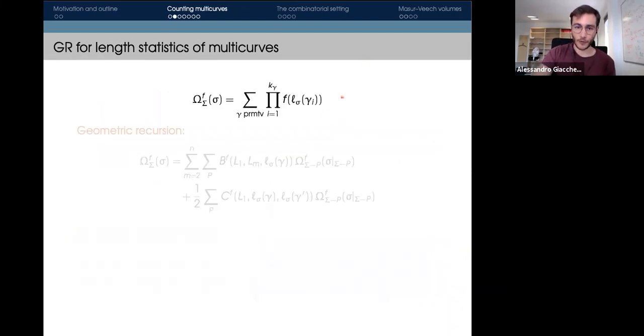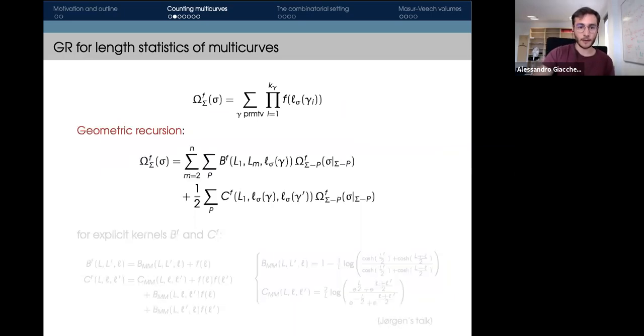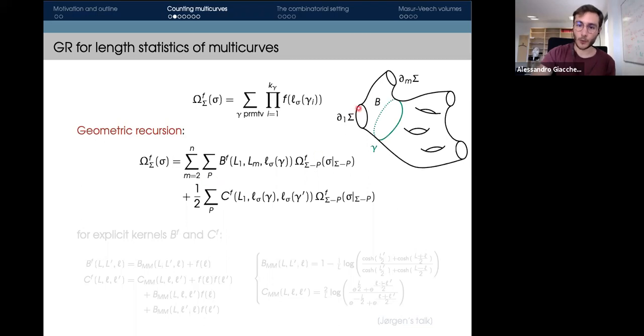So yeah, this is just the definition of this function. And what I mean by what geometric recursion can do for you is to compute this recursively. So you have a Mirzakhani type identity for this function, where you sum over these p's that are embedded pairs of pants in your surface sigma. And in the first sum, you sum over all embedded pairs of pants p of this form.